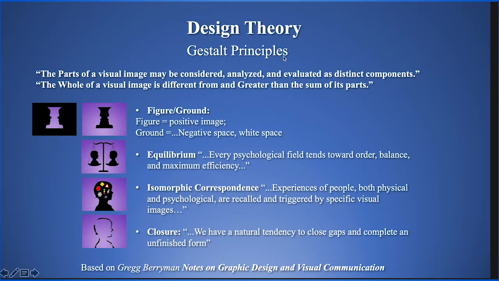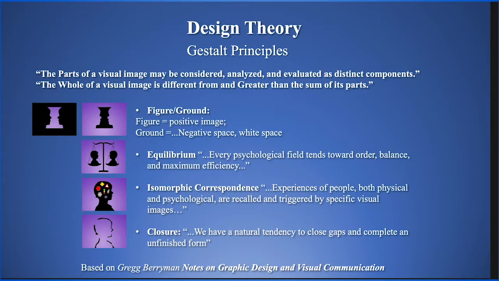So in the Gestalt principles, we've got the concept that parts of a visual image may be considered, analyzed, and evaluated as distinct components because they have to explain why there is a theory. And then the whole of a visual image is different from and greater than the sum of its parts. One of the most important ideas in Gestalt is that figure and ground are important. So figure is the positive image and ground is the negative space and white space.